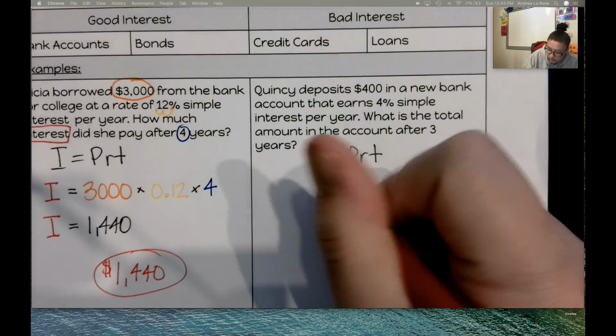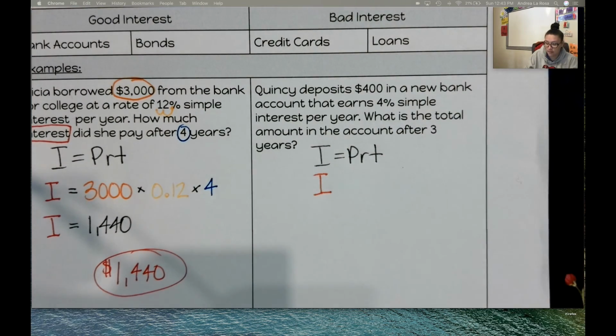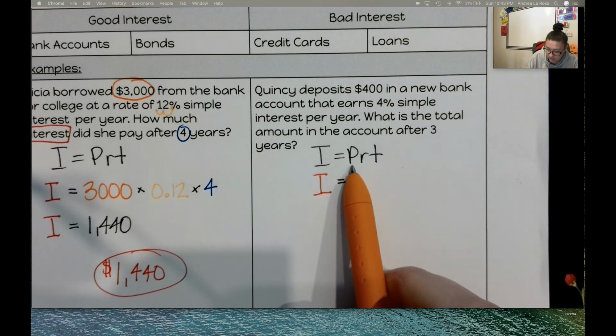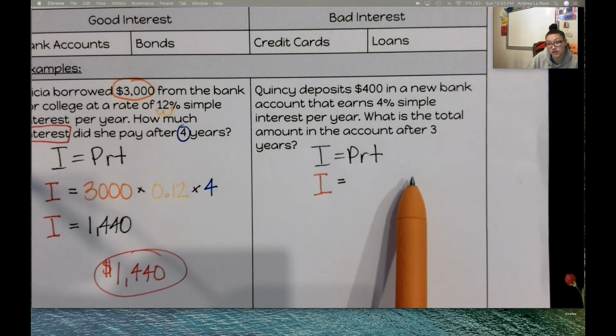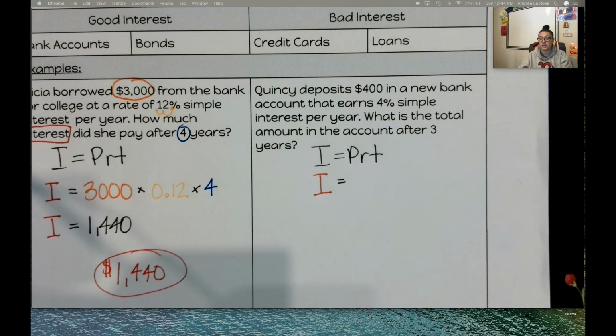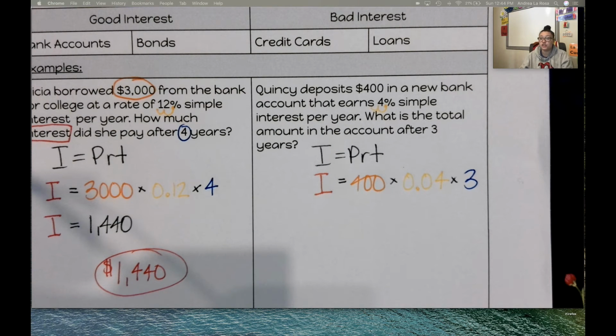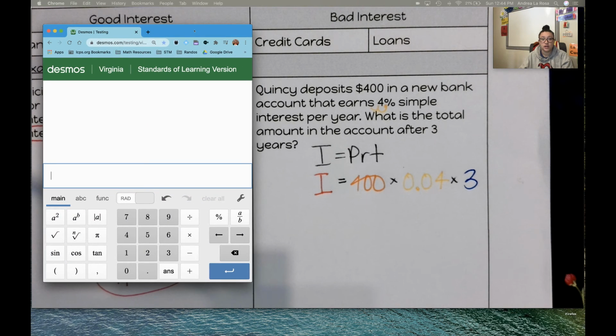So again, remember, interest is the extra amount. P, the principal. R is the rate. T is the time. I'm going to pause the video. You try filling in just the formula on your own. Your principal was 400. Your rate was 4%, which is 0.04. And your time was 3 years.